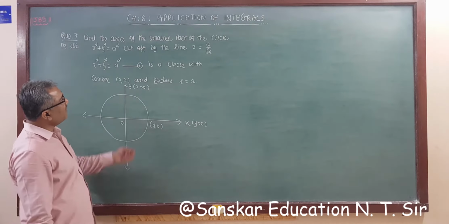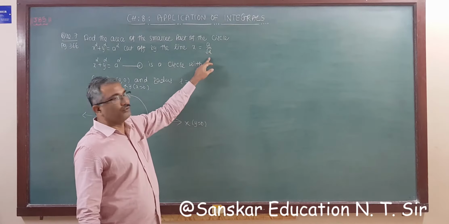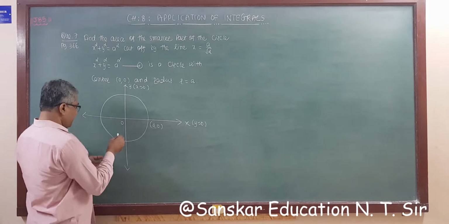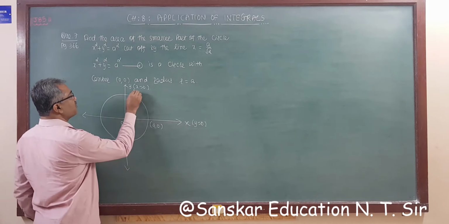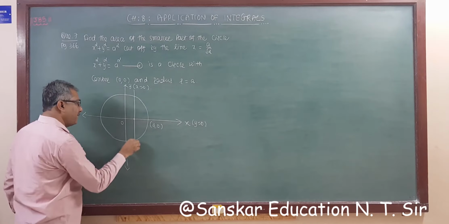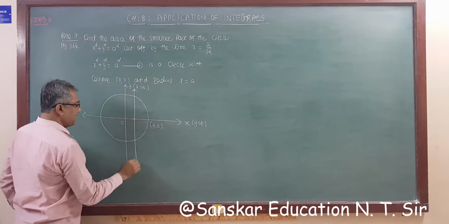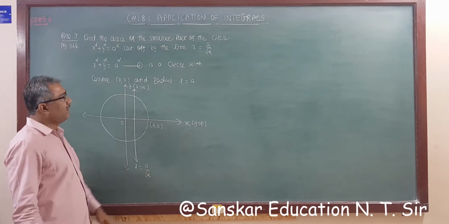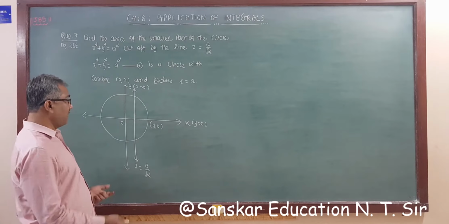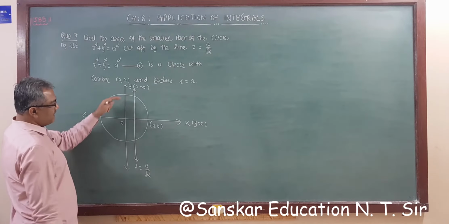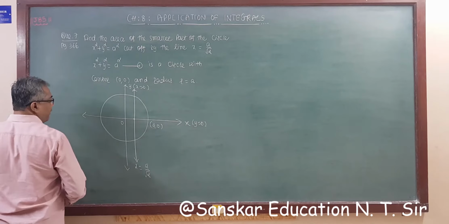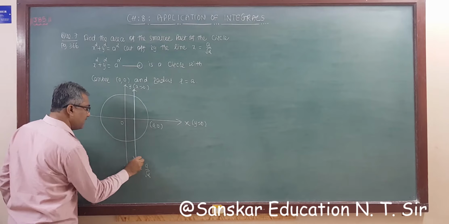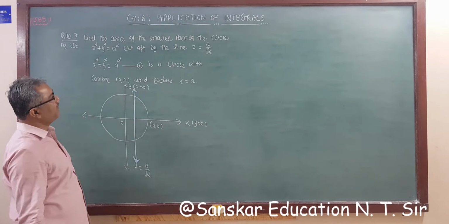Now the line x is equal to a by root 2. If this is a, then a by root 2 is the smaller part. So say somewhere here is your a by root 2. So this is a line. I'm taking this line as x is equal to a by root 2, right? So we have to find out the area. So we have two types of area. See, if we draw this line, this is your line x is equal to a by root 2.